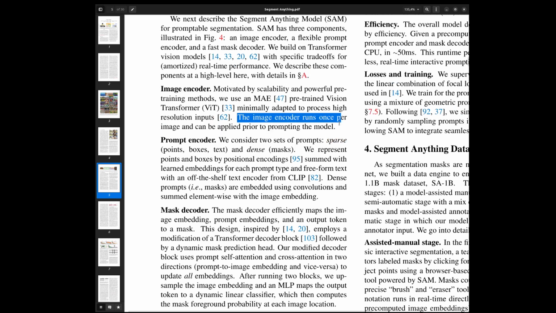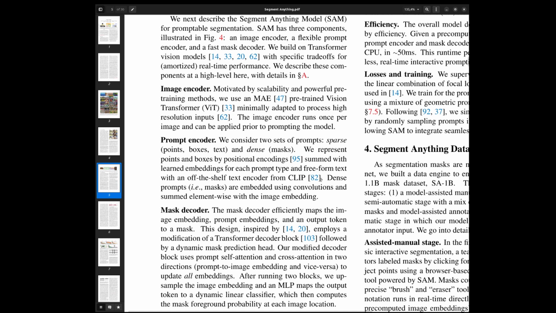Yeah, the image encoder runs once per image and can be applied prior to prompting the model. We consider two sets of prompts: sparse (points, boxes, text) and dense (masks). We represent points and boxes by positional encodings, summed with learnable embeddings for each prompt type, and free-form text with an off-the-shelf text encoder from CLIP.